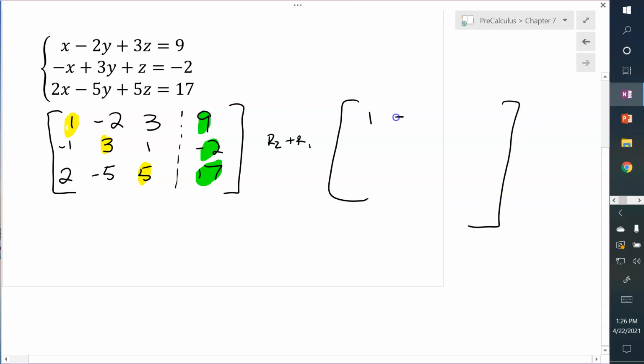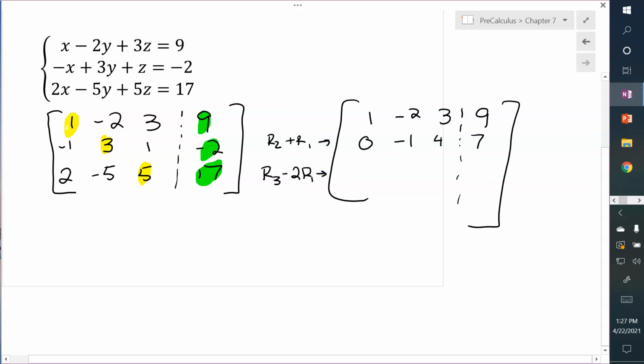So I have 1, -2, 3, and 9. And I'm going to add those two rows together. I get a 0, a -1, a 1, so that's going to be a 4, and a 7. And then for row 3, I'm going to do row 3 minus 2 row 1.